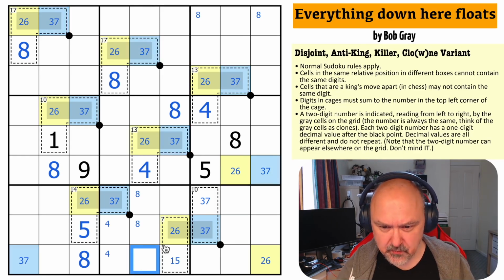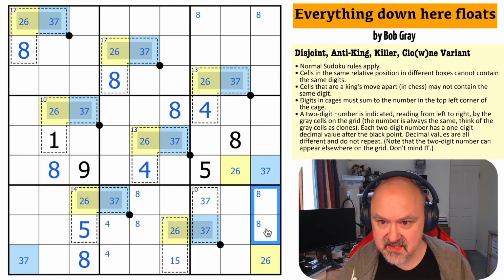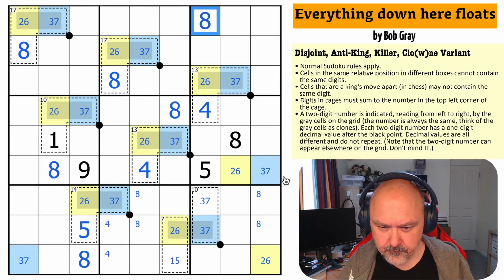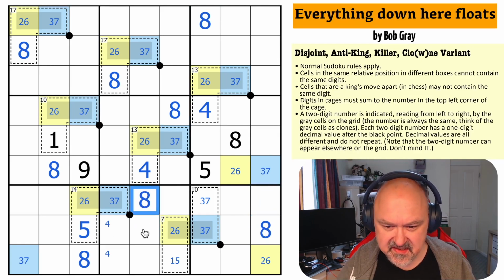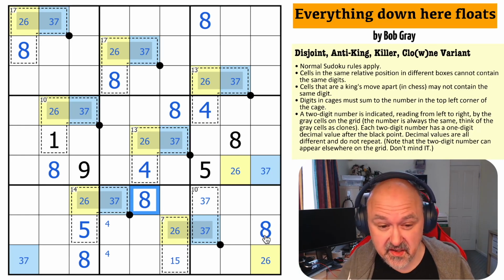Now, this is not 8 anymore. Now, 8 is not here. 8 is not here and 8 is not here. So 8 is in one of those two. So that's not the 8 and that's the 8. But we've got disjoint, don't we? That 8 means that's not 8, that's 8, so that's not 8, and that's 8, and that's all the 8s. Have to remember disjoint as well. Crikey. I don't think this is going to be hard. I think it's going to be just a lot to remember in figuring out what is relevant at the time.